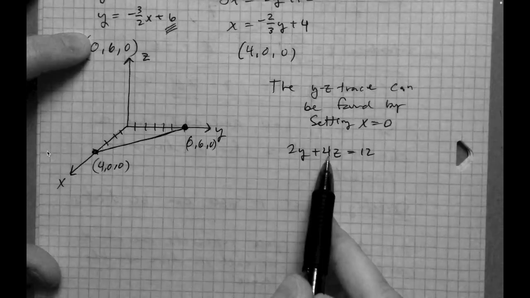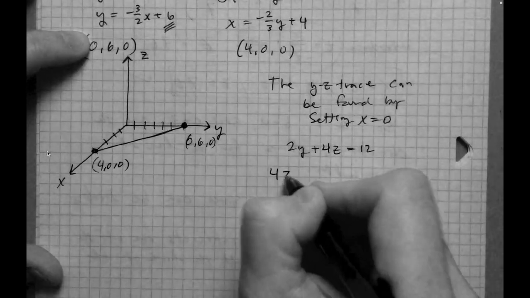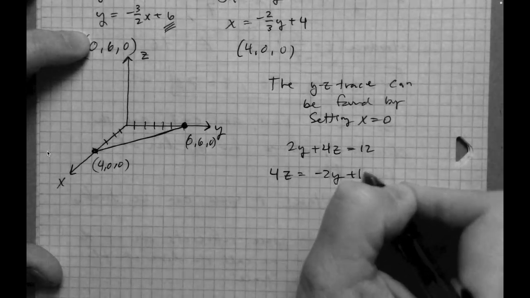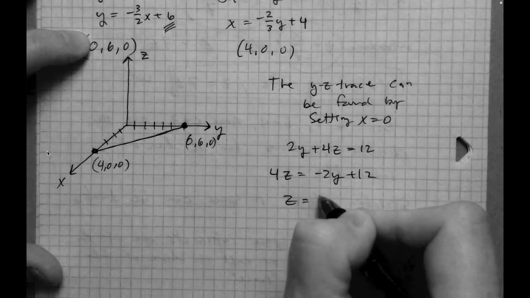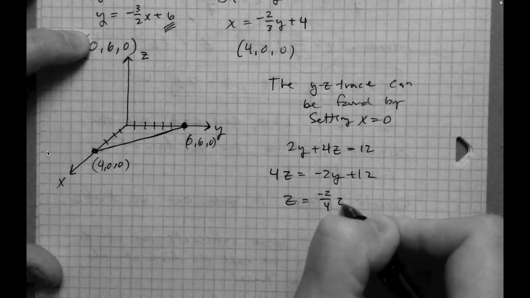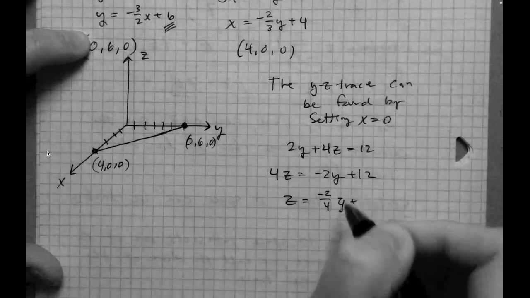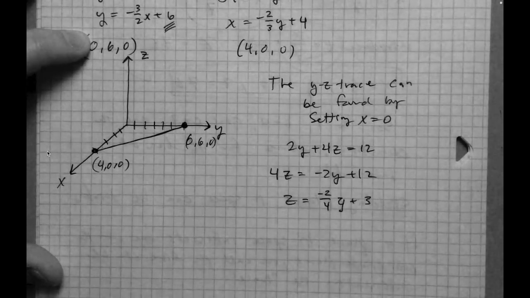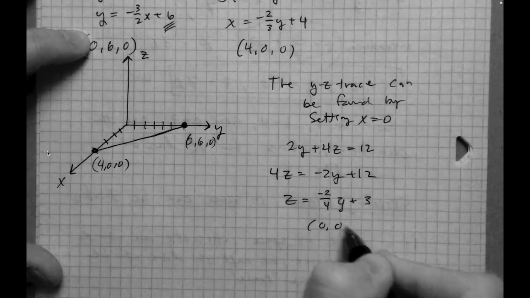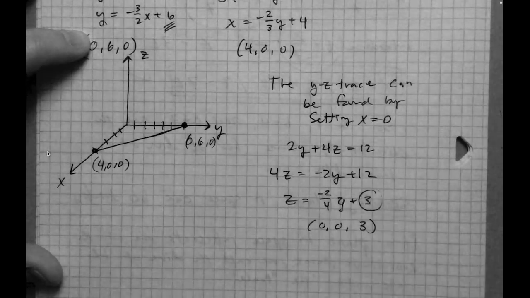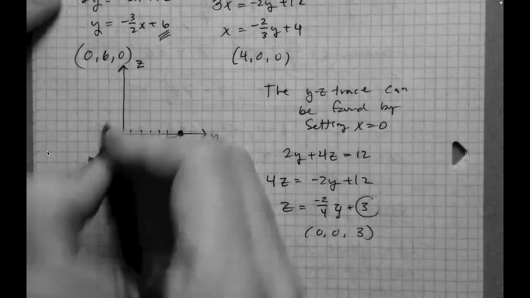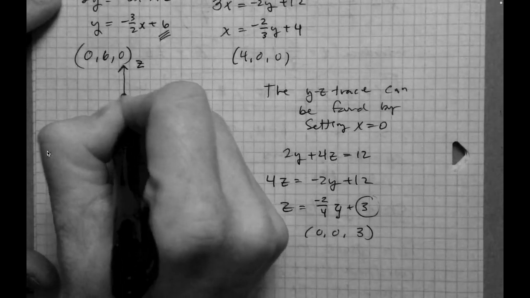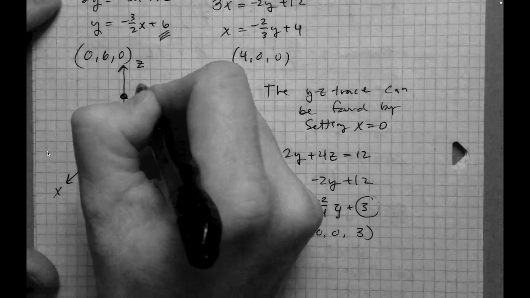I just need to solve for z, right? So 4z equals negative 2y plus 12. z equals negative 2 over 4 y plus 12 over 4, which is 3. So the intersection here would be 0, 0, 3, right? So 1, 2, 3. It's going to cross right there.